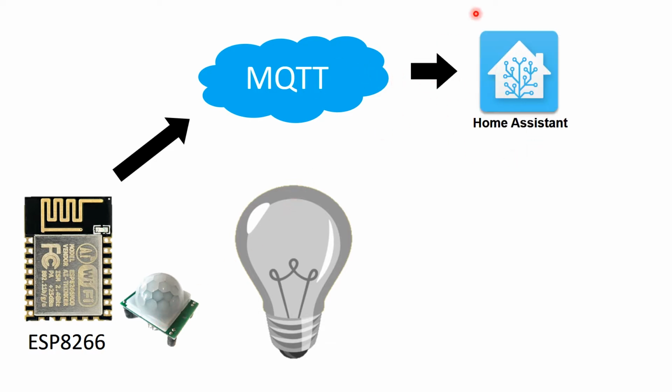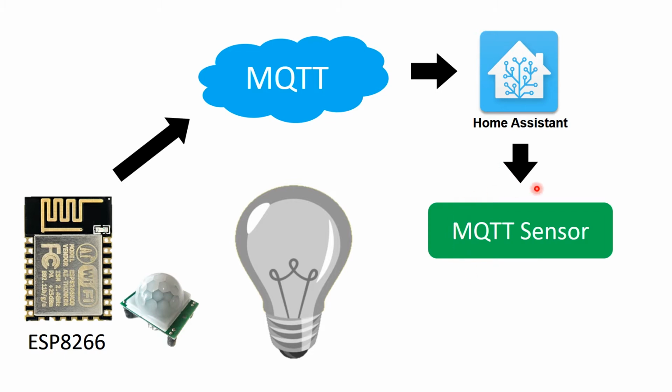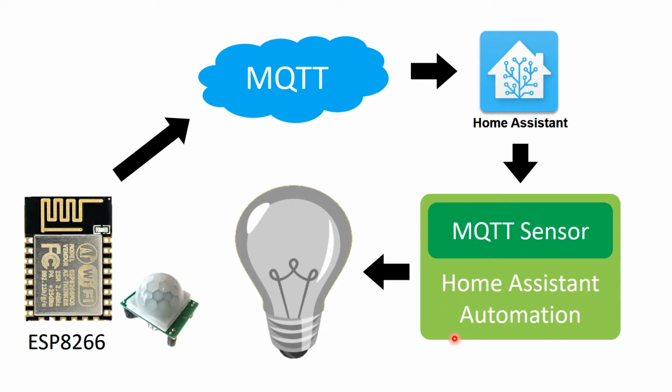And Home Assistant instance can actually subscribe to a topic on MQTT that this guy is posting to, and that is listed as a sensor. So you can just define an MQTT sensor, and you can define a Home Assistant automation that says that once you see a motion, you turn on the light. Okay, so there are multiple steps involved.